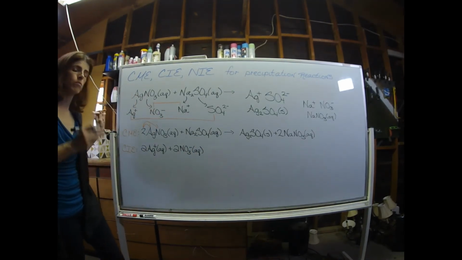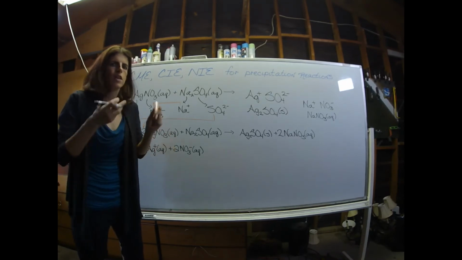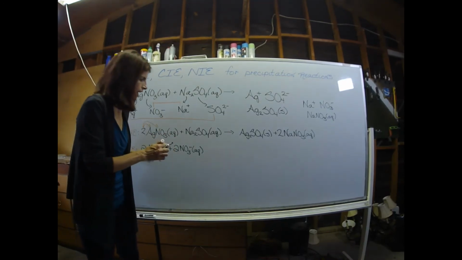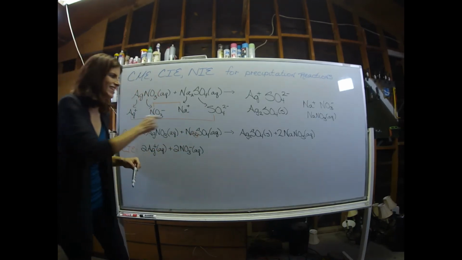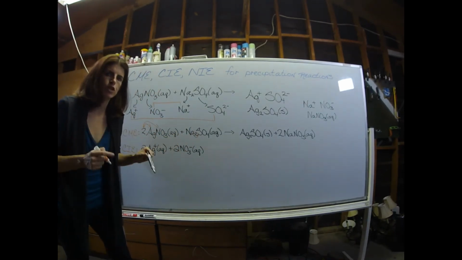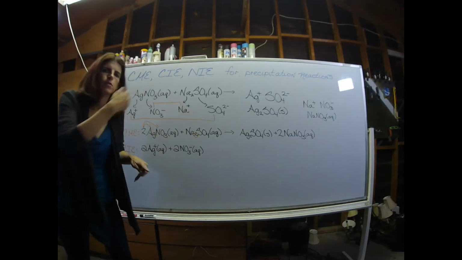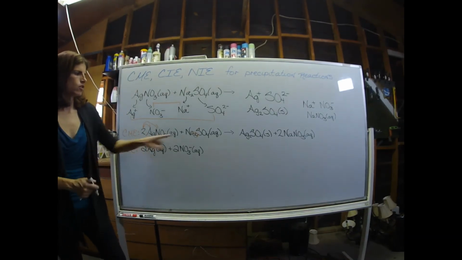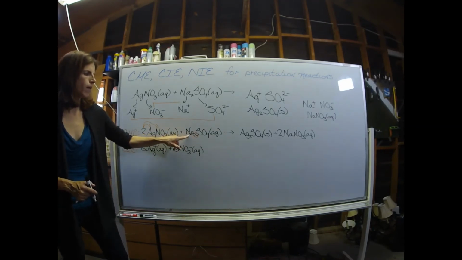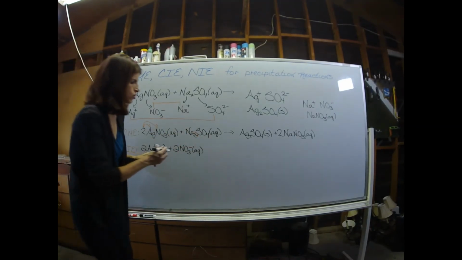Remember the rule from last time. If the subscript comes from a crisscross, as did this too, that becomes the coefficient in your complete ionic equation. So there's 2 sodium ions per every 1 sulfate ion.